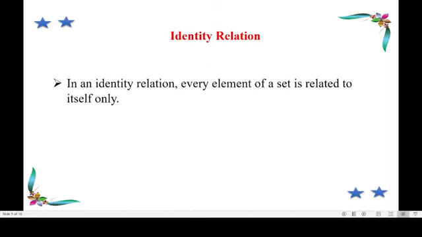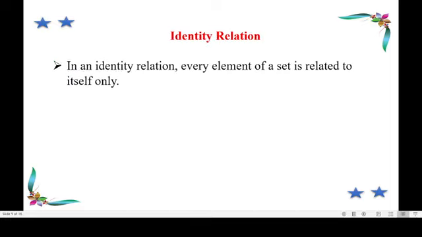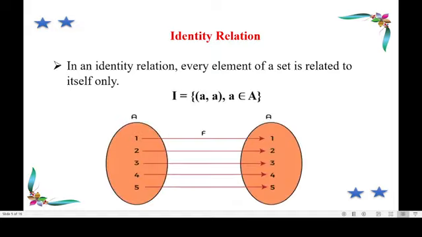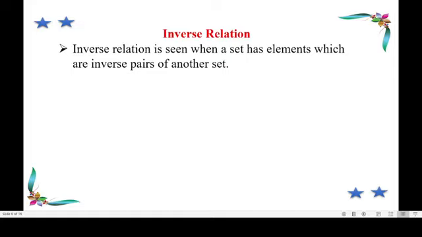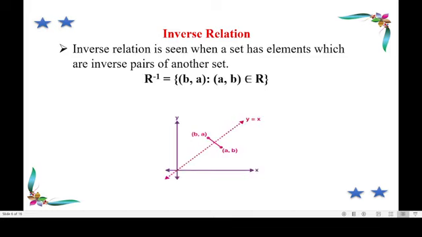Next, let us consider identity relation. In an identity relation, every element of a set is related to itself only. Next, let us consider inverse relation. This is the relation where a set has elements which are inverse pairs of another set. This is a diagrammatic representation of inverse relation.